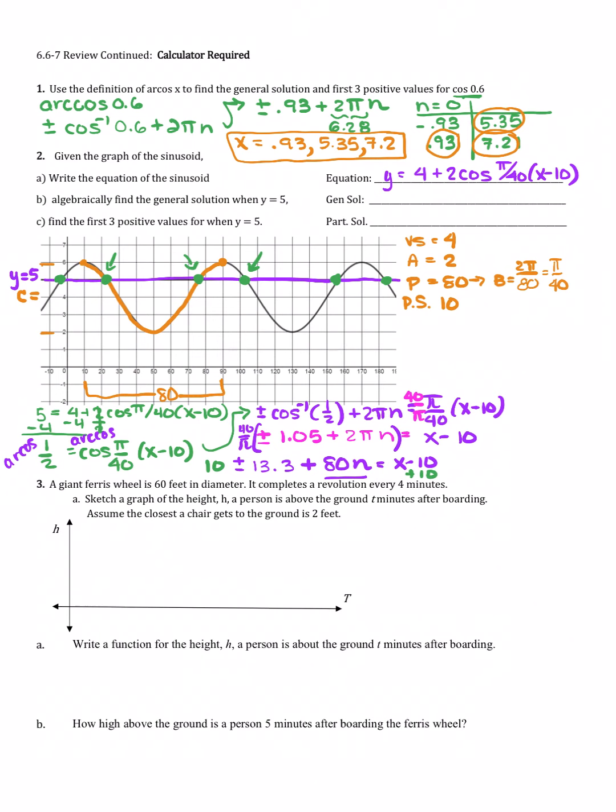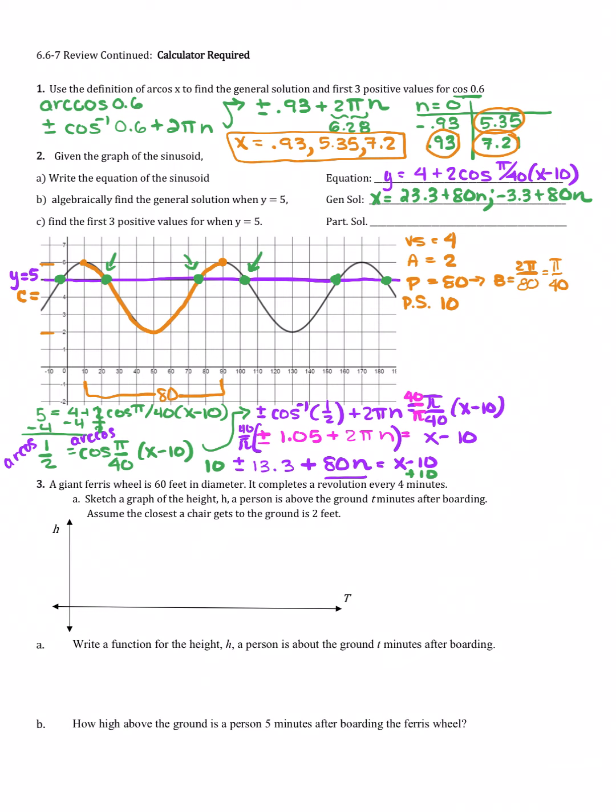So my general solution is going to be 23.3 plus 80n, and it's going to be 10 minus 13.3, which is negative 3.3 plus 80n.